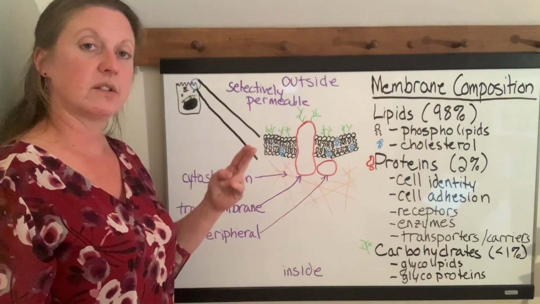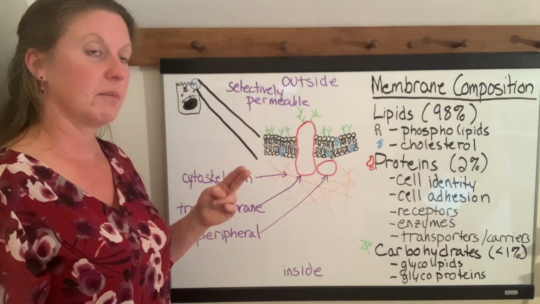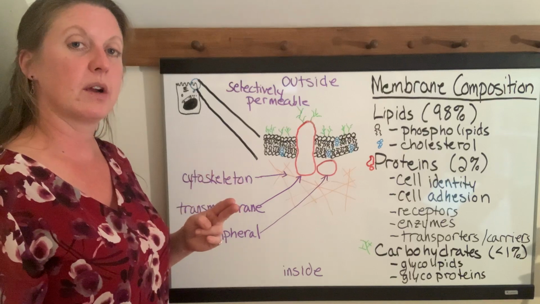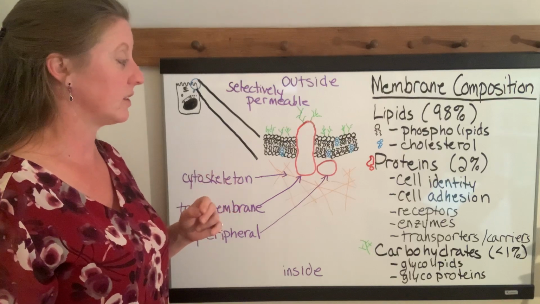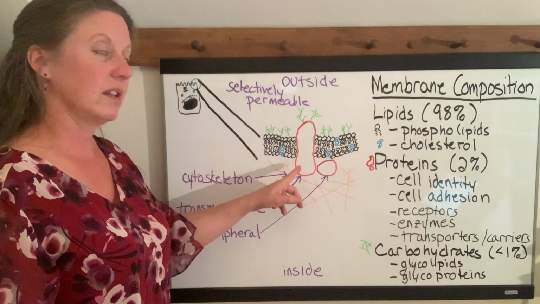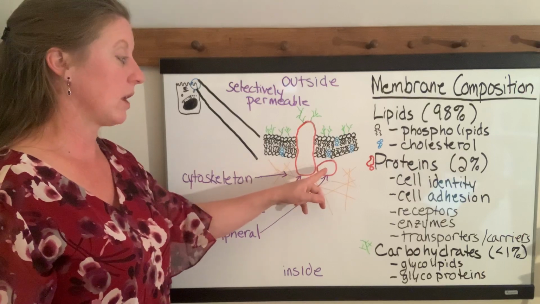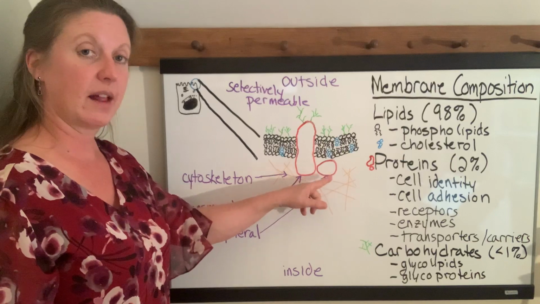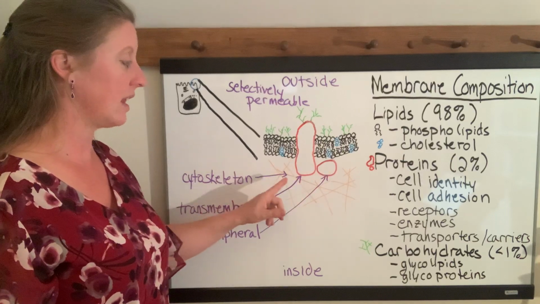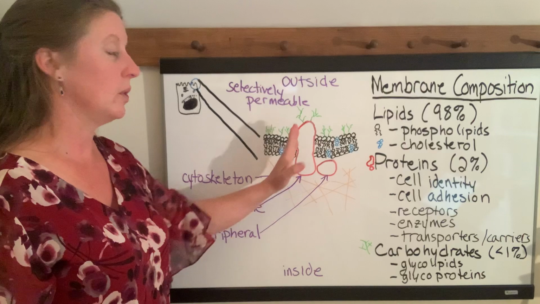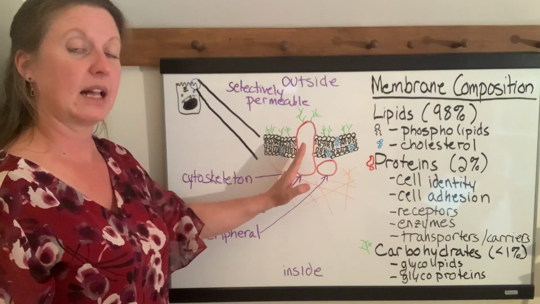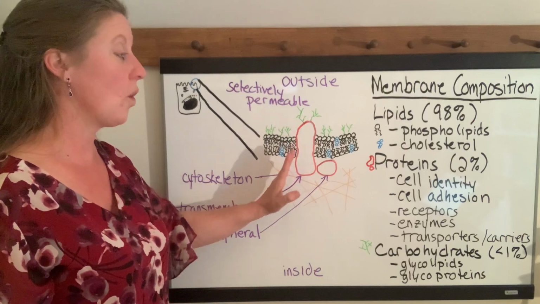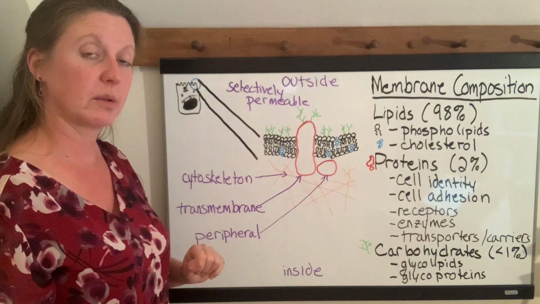Both of these proteins are usually associated, and I'll describe a situation where they work together in just a moment. Regardless of whether the protein is transmembrane or peripheral, it is associated with the cytoskeleton. The cytoskeleton allows the cell to put a membrane protein exactly where it wants it and keep it there, or move the membrane protein to another place.